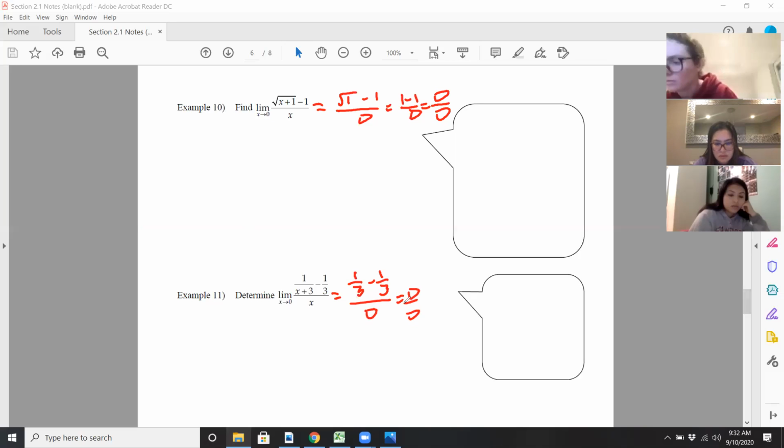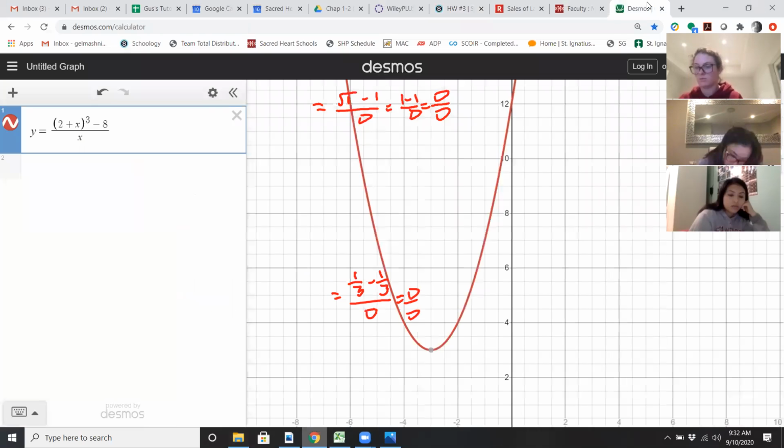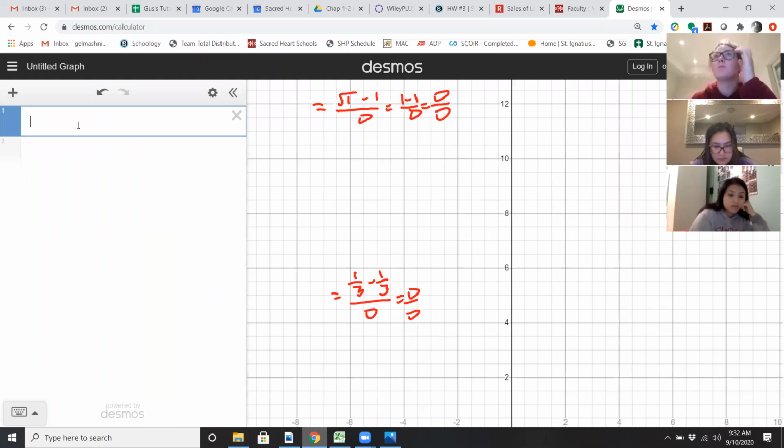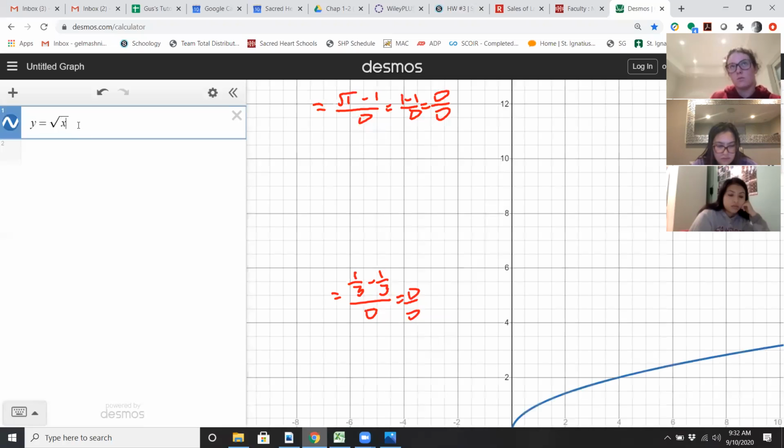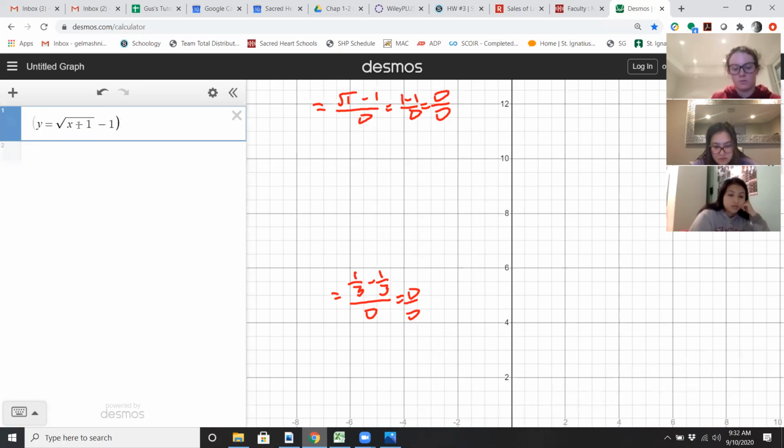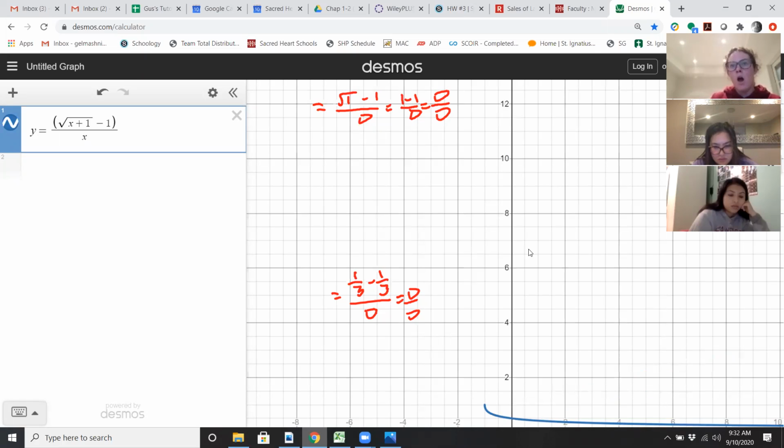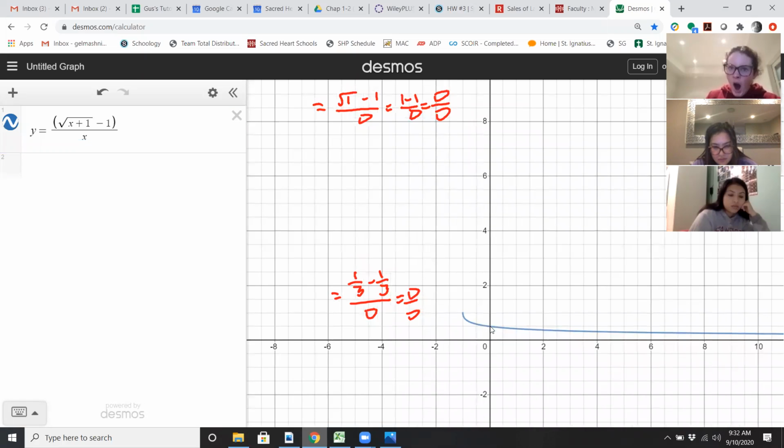If I were to go to Desmos right now, let me do y equals the square root of x plus 1, minus 1, all in parentheses, divided by x. And for x approaching 0, it does say undefined there, but it's pretty close to half. It looks like it's pretty close to 0.5.